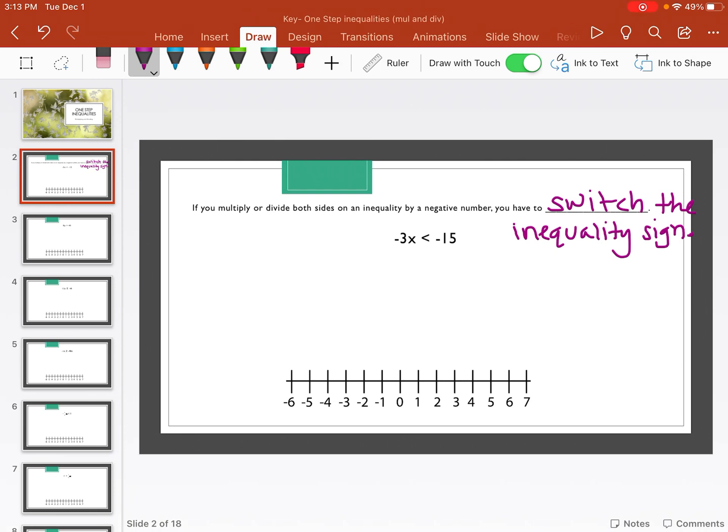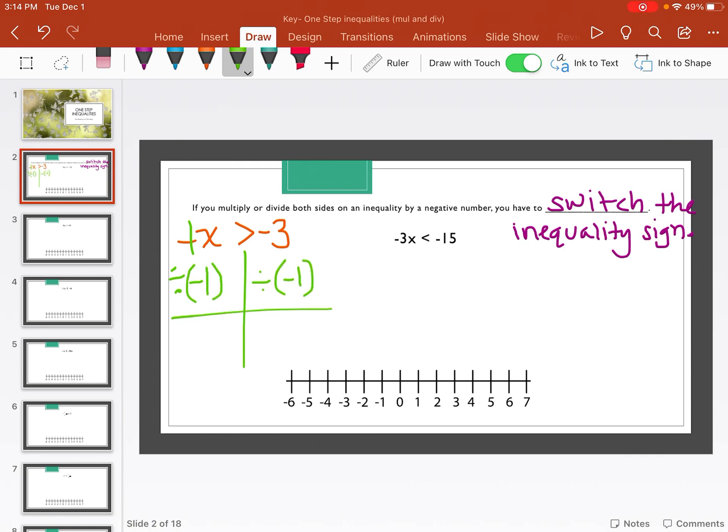I'm going to do one extra little thing off to the side over here just to show you why this happens, kind of how it works for my brain. You don't have to write this down, just follow along for a second. If we had negative x is greater than negative 3, and I wanted to solve this, this is really like negative 1x, right? So I would divide by negative 1 on both sides. So what I think is, the original problem was the opposite of x is greater than negative 3. So if the opposite of x is greater, then x has to be less than, because this was opposite.